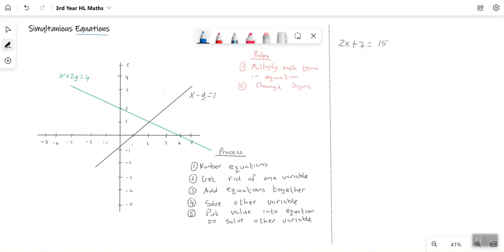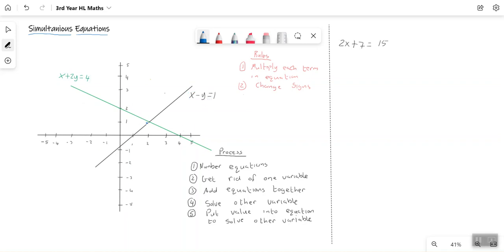Simultaneous equations, then, the word simultaneous comes from where we are working with two equations at the same time. And the word simultaneous basically comes from each equation having the same x and y value. So if we imagine, here we have two lines, and each line is represented by an equation. This is equation 1, x plus 2y is equal to 4, and this is equation 2, x minus y is equal to 1.